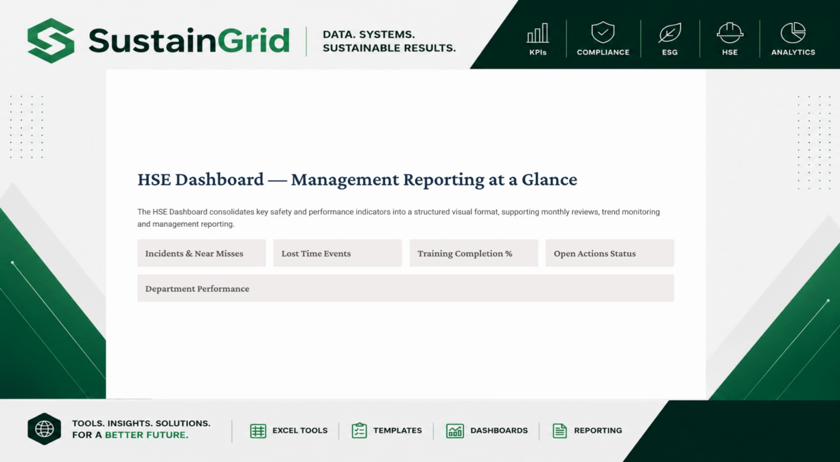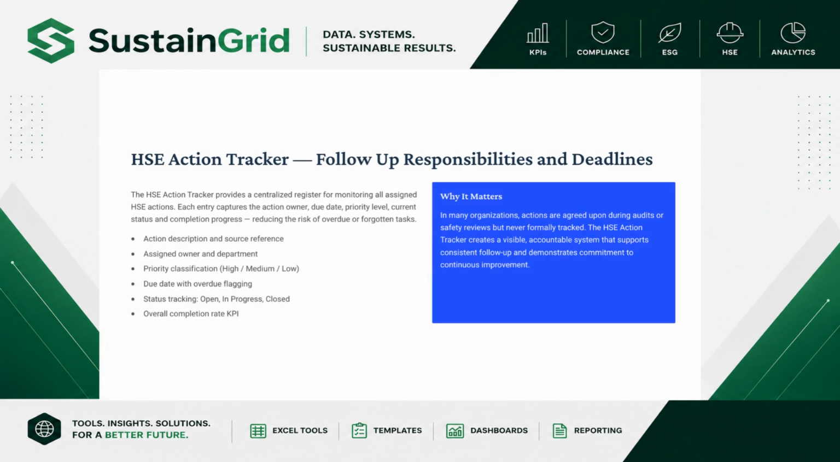The HSE Dashboard is designed to give management a clear overview of key safety and performance indicators. It can support monthly reporting, trend monitoring, and management review preparation. Typical KPI areas include incidents, near misses, lost time events, training completion, open actions, and department-level performance. For HSE managers, this type of dashboard helps turn operational data into a format that is easier to review, explain, and act on.